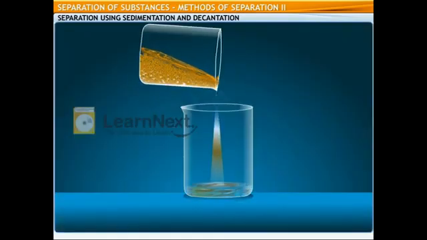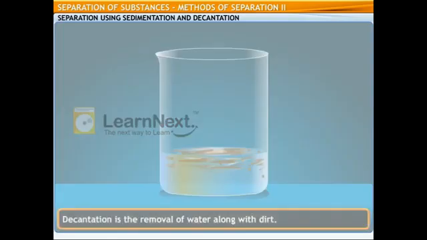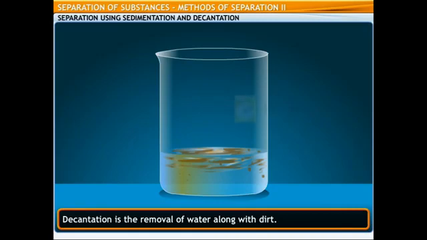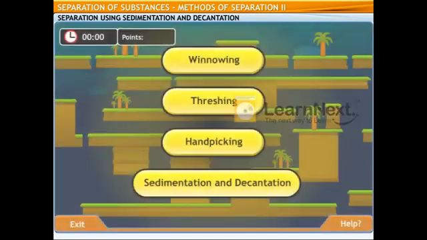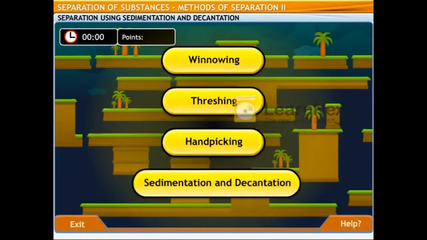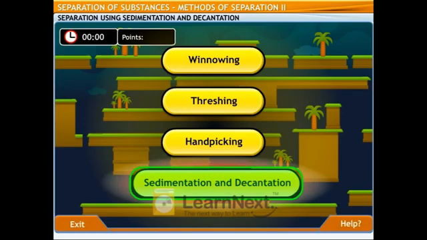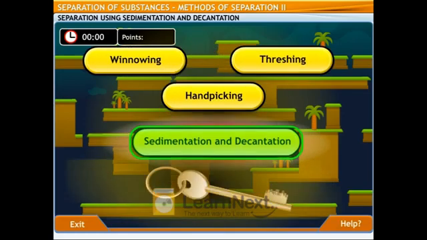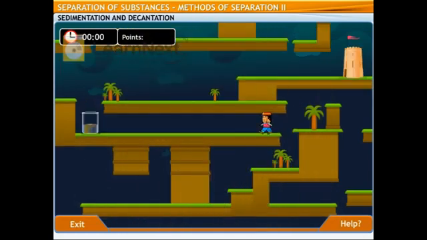Now, the muddy water can be separated from the grains by simply tilting and pouring out the water. This process is called decantation. To get the key to the door to move on, select the right process for separation of the substances. I know sedimentation and decantation. That's right. You have your key. Yes. Got through the first problem. Let's see what's next.